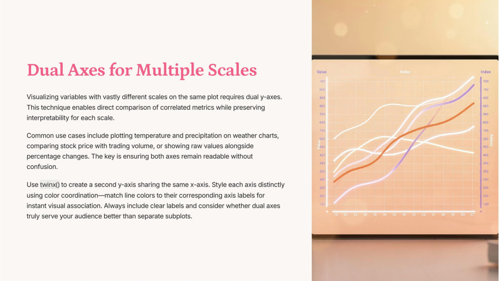Dual axes are essential for visualizing variables with different scales on a single plot. This method allows for direct comparison of metrics like temperature and precipitation or stock price and trading volume. Use twinx to add a second y-axis, ensuring distinct styling and clear labels for readability and effective communication.